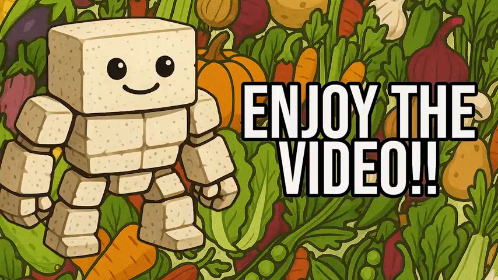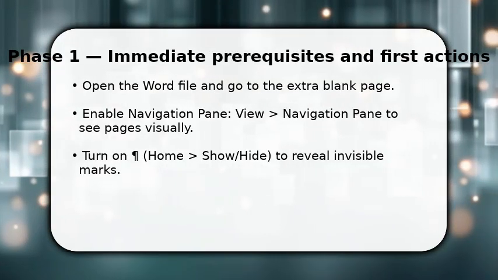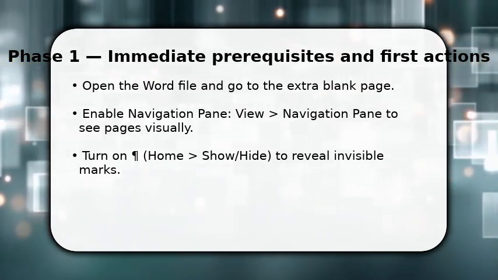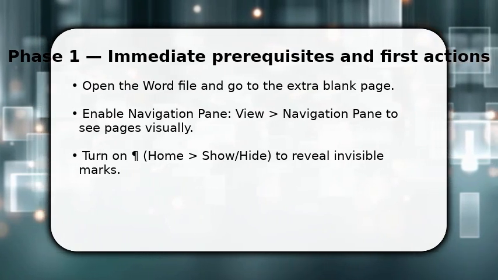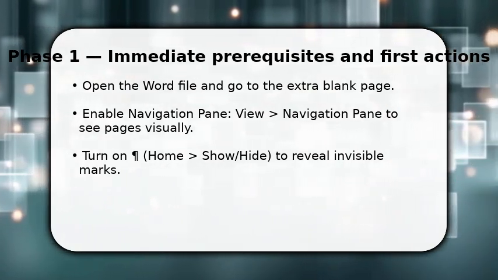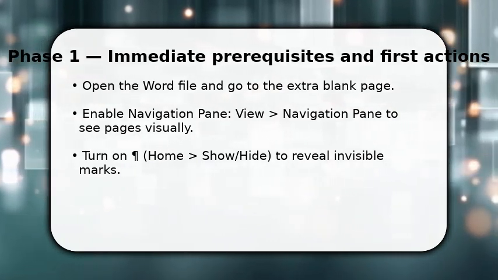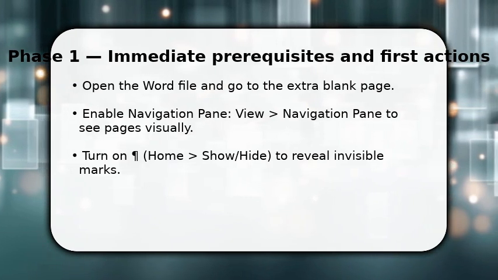Please enjoy the video. You start by locating the unwanted page and revealing what's causing it. Open the document, go straight to the blank page, and enable the navigation pane so you see pages as thumbnails. Once done, turn on paragraph marks so you can inspect hidden characters, breaks, and empty paragraphs.